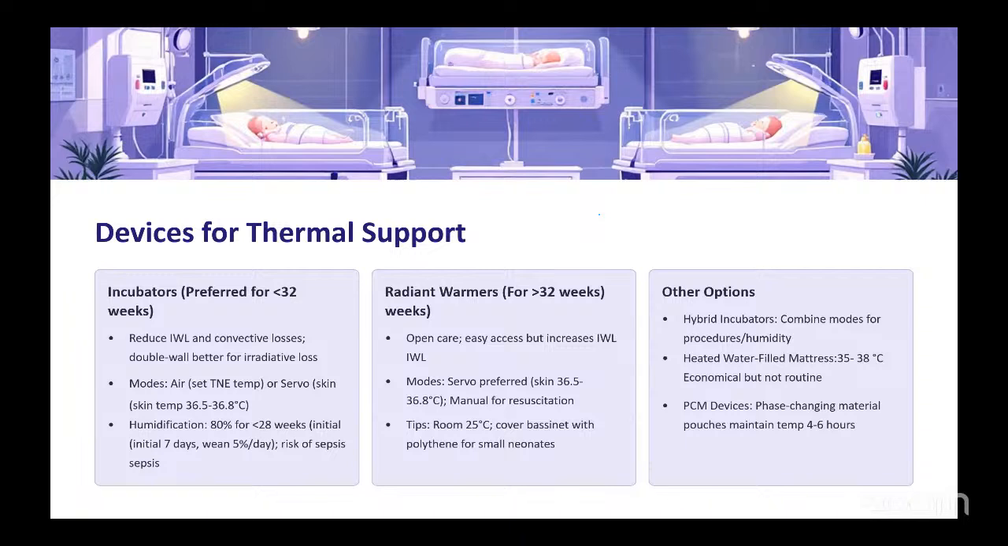Manual mode is what you have to use during resuscitation. Also always try to keep the room temperature at 25 degrees and cover the bassinet with polythene for a small neonate. And there are now various hybrid incubators, heated water-filled mattresses, and some phase-changing materials that can be used for maintaining the temperature.